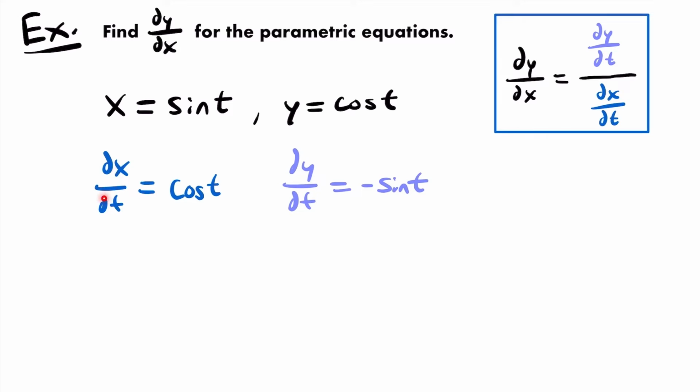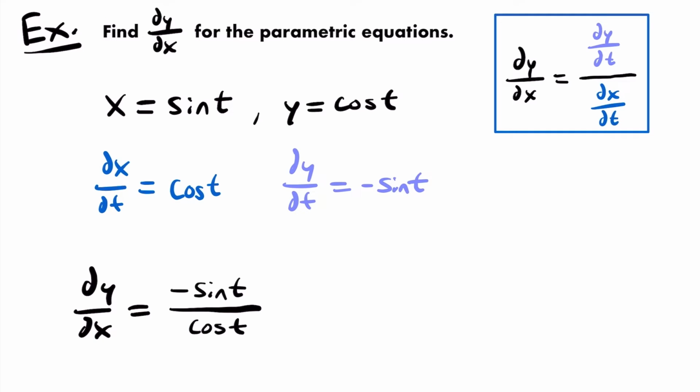Alright, so now we have dx/dt and dy/dt, so now we can find dy/dx, our parametric derivative. In this case, dy/dx will be equal to dy/dt, which is negative sine t, divided by dx/dt, which is cosine t, so we'll have negative sine t divided by cosine t. Now you could leave your answer in this form, but we can simplify it just a little bit.